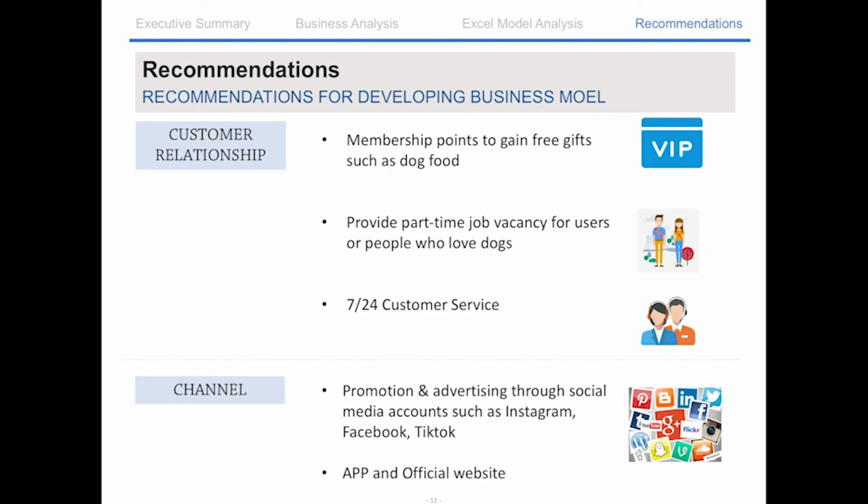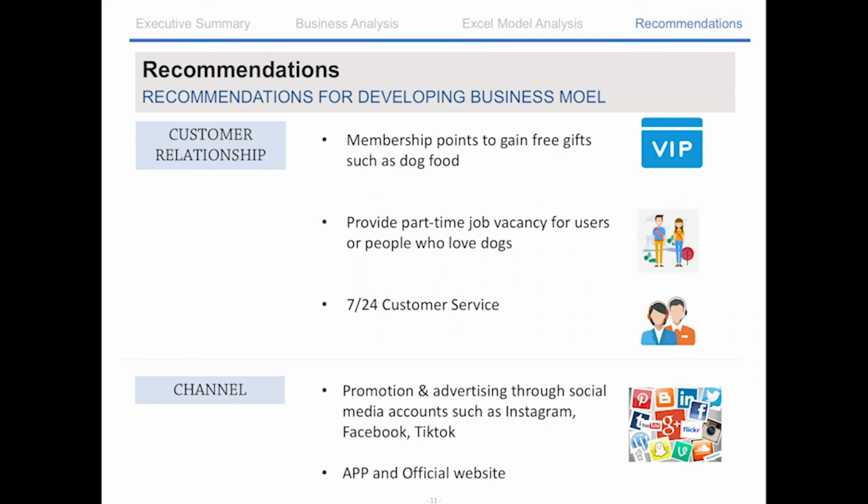Fourthly, for customer relationship, 3 recommendations are identified. First, a membership point system can be developed. To be specific, when a user has spent enough money on Dogpool's application, membership card points will be accumulated for free gifts such as dog food. In addition, part-time job vacancies for users or other dog persons are provided in order to increase user stickiness and meanwhile respond to them. At last, 7 days 24 hours customer service is guaranteed to help deal with emergency situations or problems from customers. Final suggestions about channel.